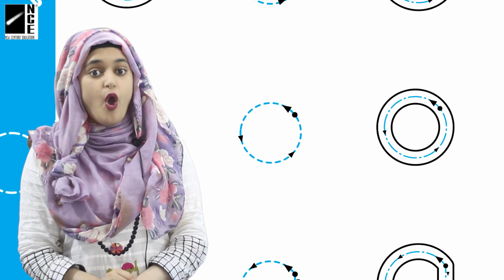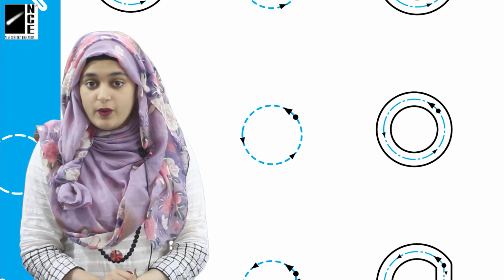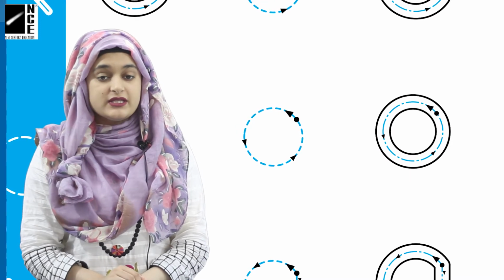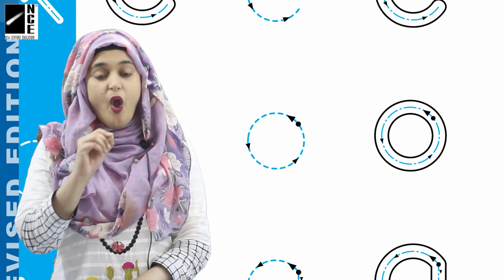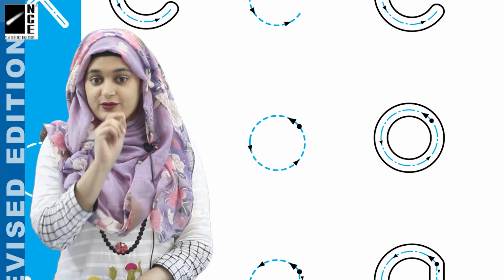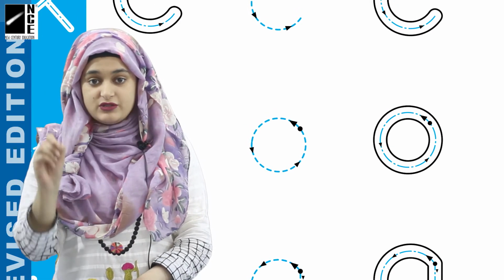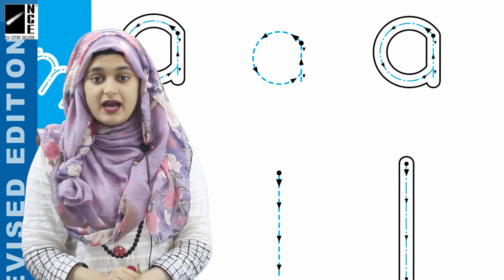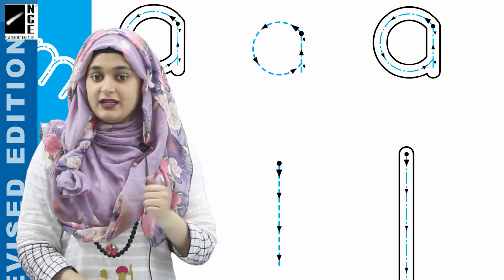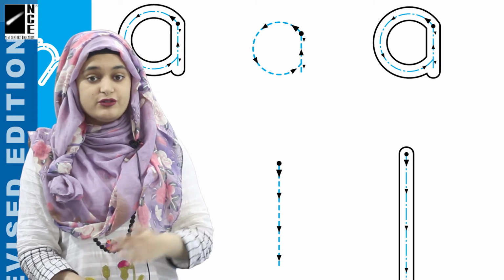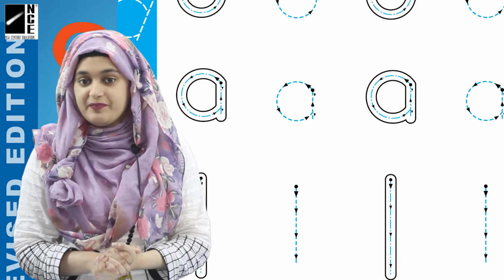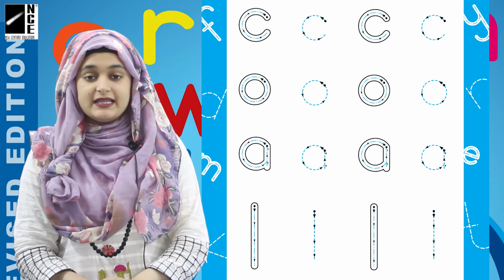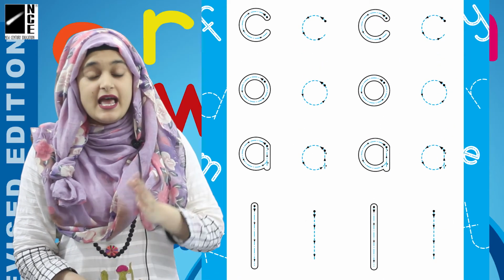Then there comes O and you will put your crayon on the starting point, follow the arrow and say O is round and round. Then comes A and U. So you have to trace them as well and you can also say the rhyme. First the hollow ones and then the dotted ones.